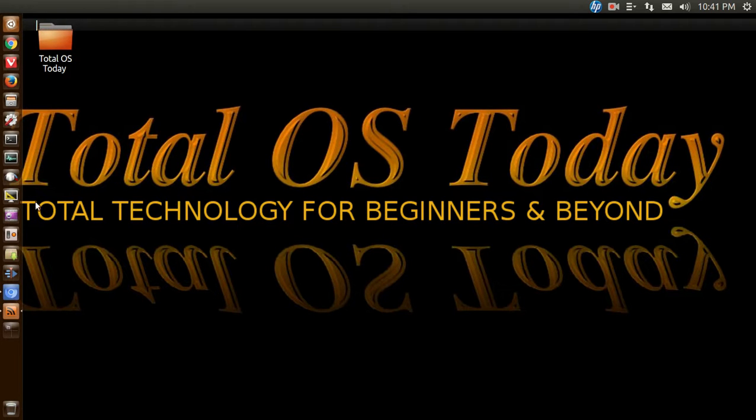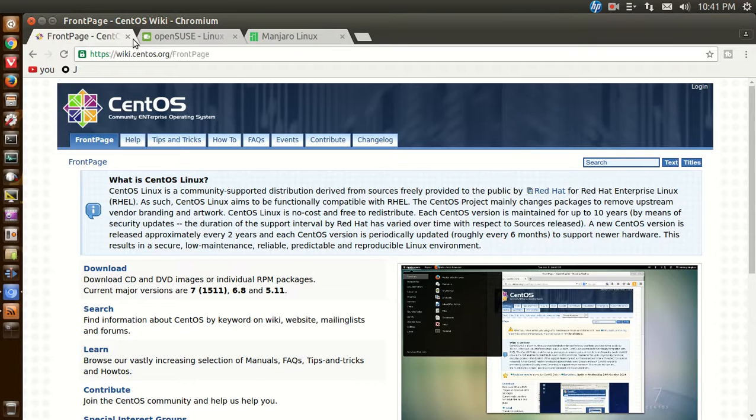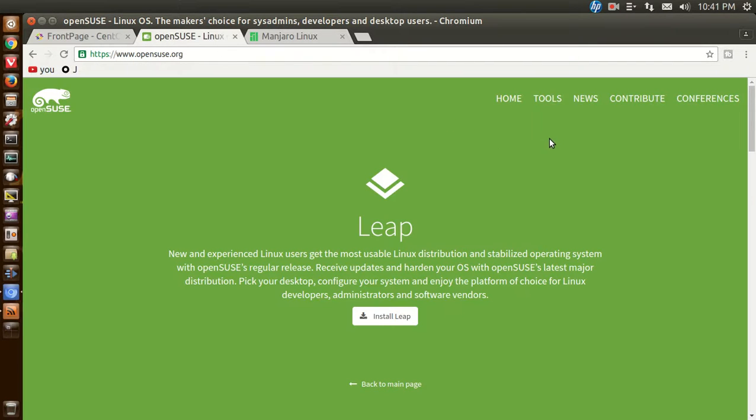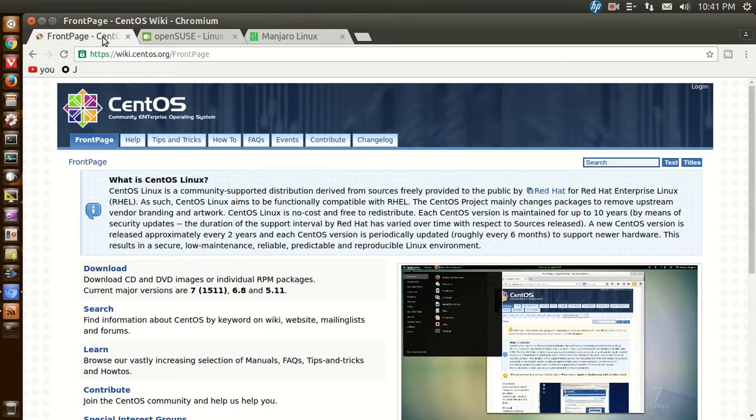But as far as CentOS and openSUSE, if you are a beginner, I would probably choose this. Does not necessarily mean this is more stable than CentOS. If you are looking for long-term support and stability, this one is the way to go, but again, I don't believe this is necessarily designed for beginners.